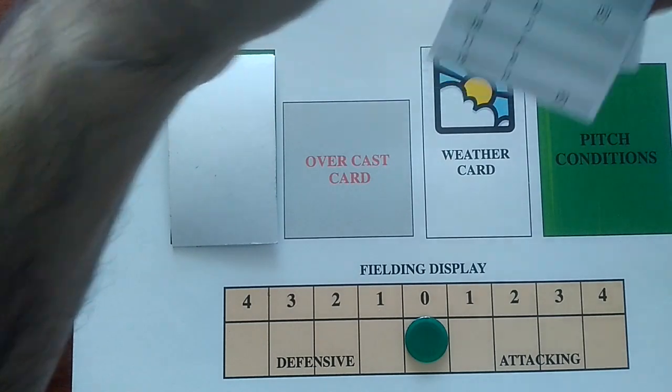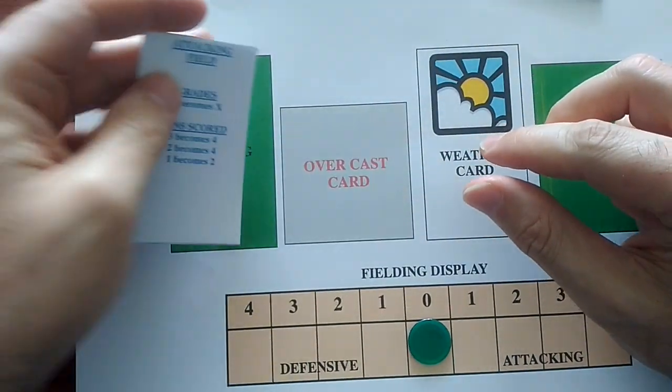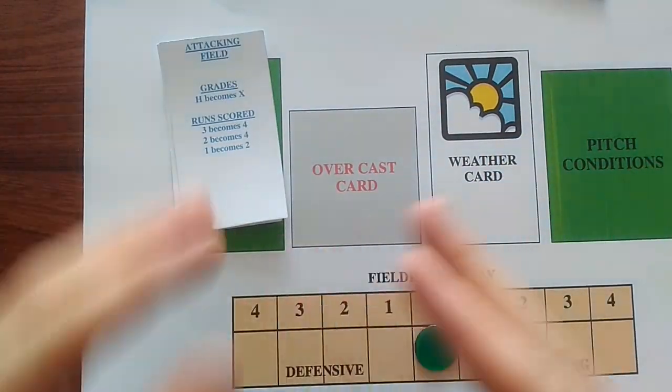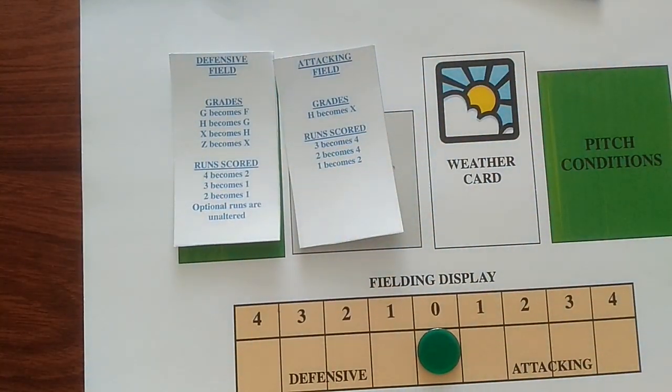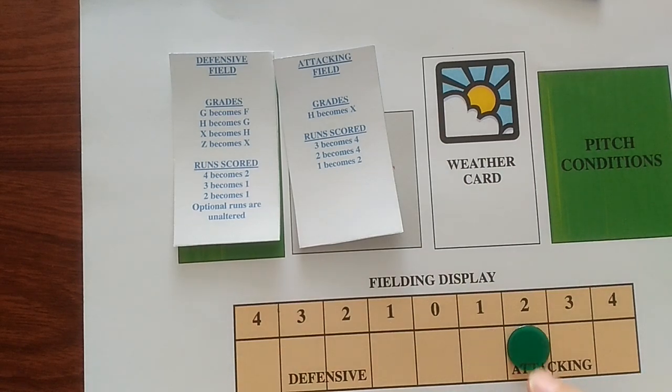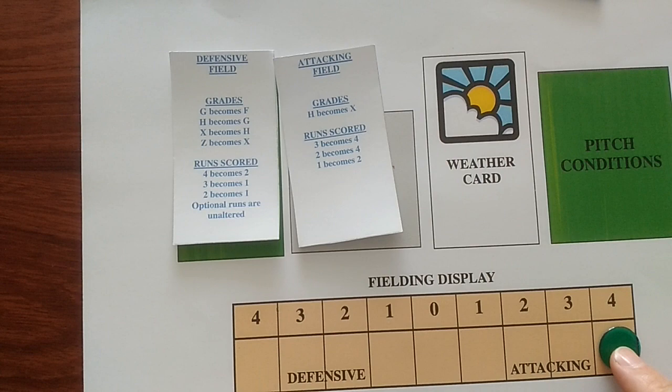But if you choose one of these fielding of defensive or attacking cards, you then have to choose how attacking or how defensive the field is. So if you want to be slightly attacking, you would choose attacking field 1. A little bit more attacking, attacking field 2. Okay, we're getting quite attacking now, attacking field 3. And attacking field 4 is extremely attacking.